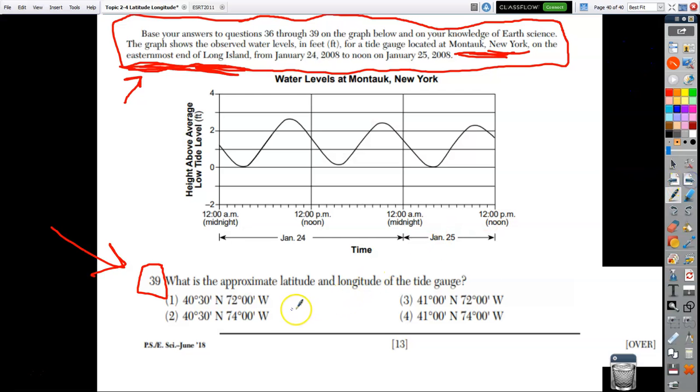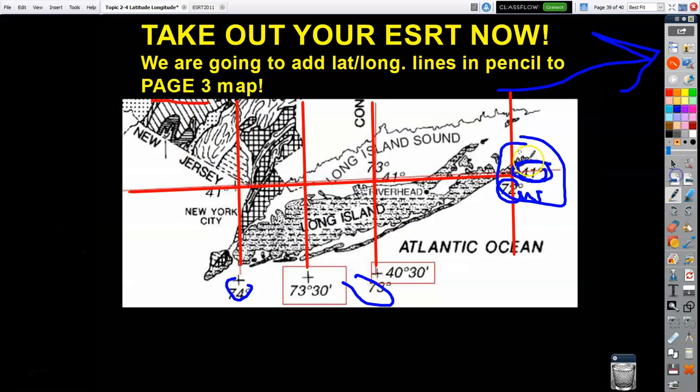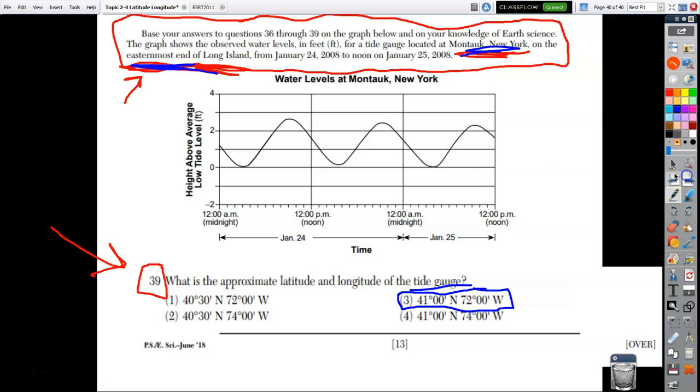And then I go back to my choices. Right, I had 40 and a half, because there's 30, 72. 40 and a half, 74. Here's my 41, 72 west. So I would pick 3 for that one. 3 would be a correct answer because that's right on the tip of Long Island. But again, if a student didn't know what they were talking about, where's the tide gauge? Up here, it tells you where it is, Montauk, and then it even gave you where Montauk is, right on the eastern end of Long Island, which is right on that tip right there. And so that's how you approach that kind of question.